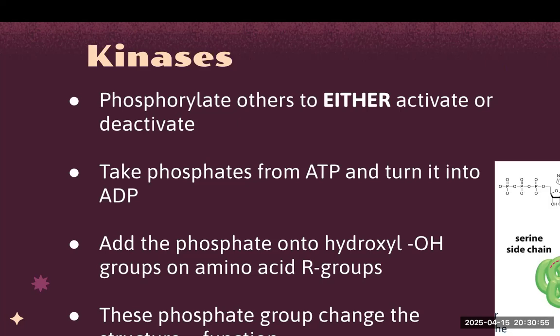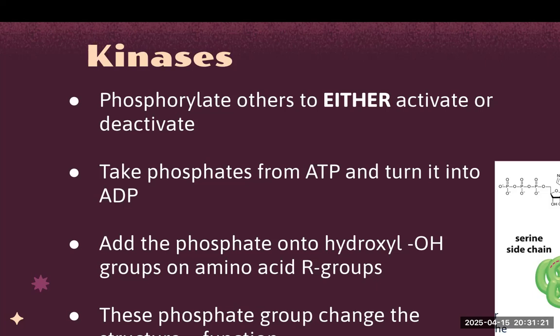Phosphatase, right? And a phosphate group isn't just added to any part of that protein. It's added to specific hydroxyl parts of the side chains. So what that means, hydroxyl is just an OH group, okay? And there's only certain amino acids that have those hydroxyl groups on their side chains. So those are the only amino acids that can be phosphorylated.